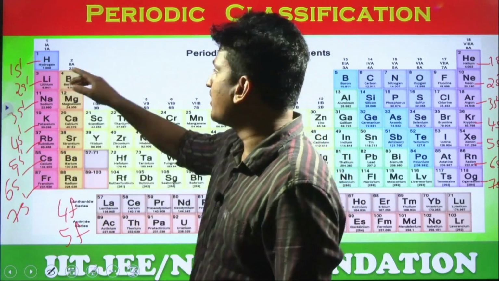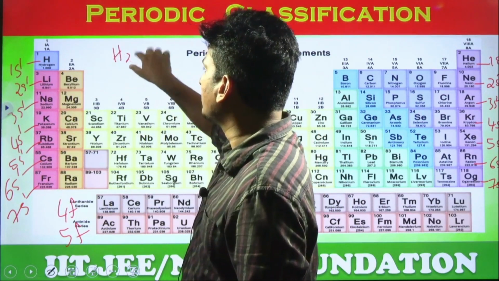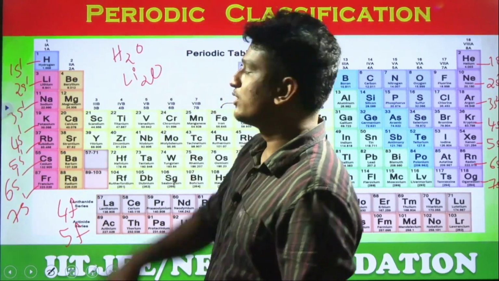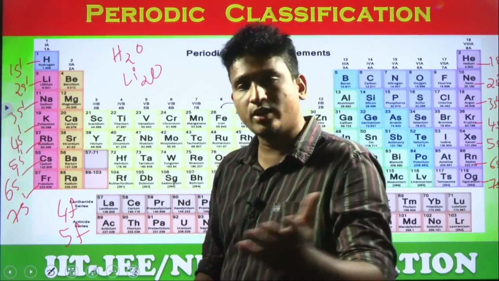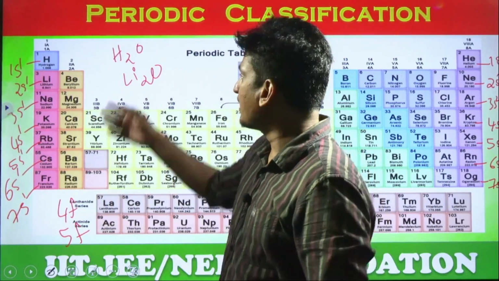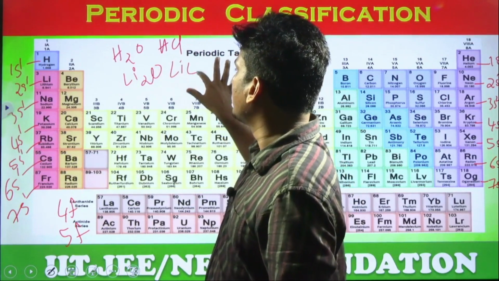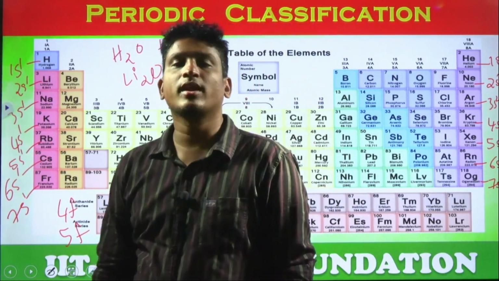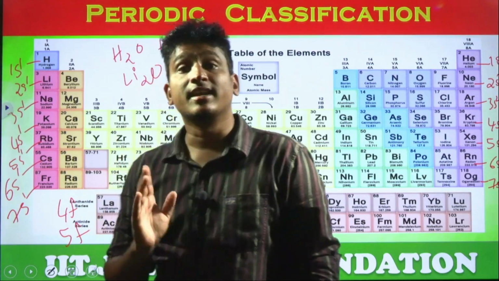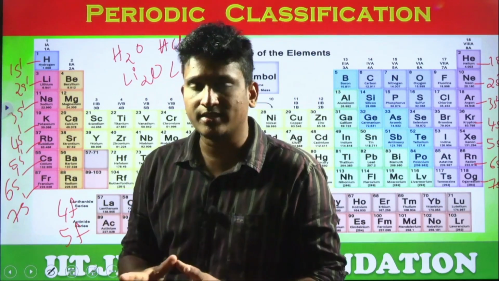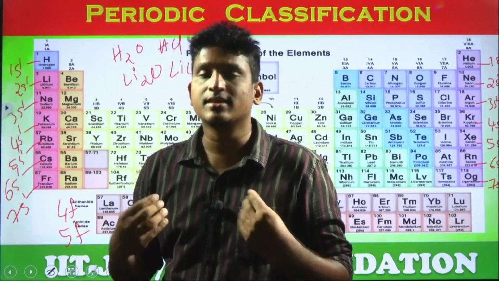For example, hydrogen combines with oxygen. What is the formula? H2O. If lithium combines with oxygen, what is the formula? Li2O. If sodium combines with oxygen, Na2O. Potassium, K2O. If hydrogen combines with chlorine, what is the formula? HCl. If lithium combines, LiCl. If sodium combines, NaCl. If potassium combines, KCl. That is what the similarity meaning. So the elements present in the same group have same properties because they have same valence electrons.